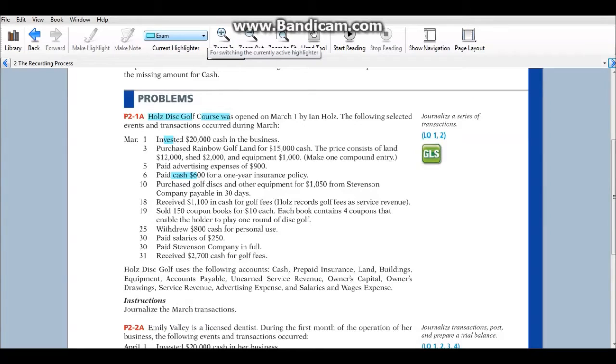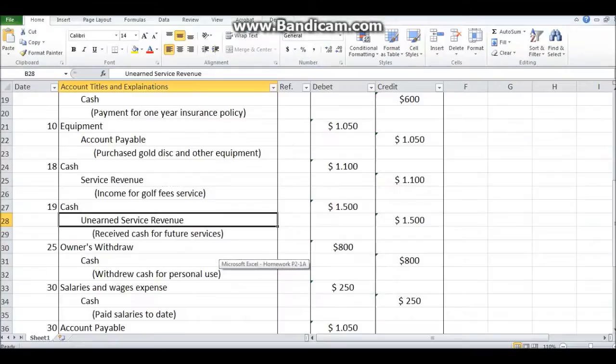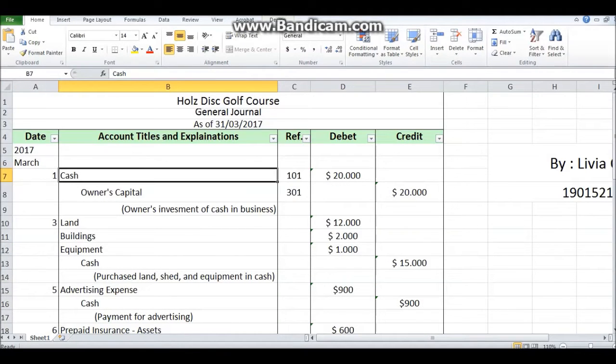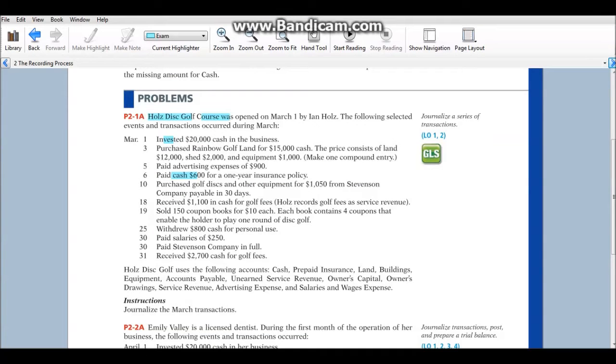Okay, so we will have a look at the first transaction. March the 1st, invested $20,000 cash in business, so you probably noticed already the answer. It is cash on debit and owner's capital on credit, $20,000 each. Let's go on to the next transaction. March the 3rd, purchase Rainbow Golf Land for 15,000 cash.